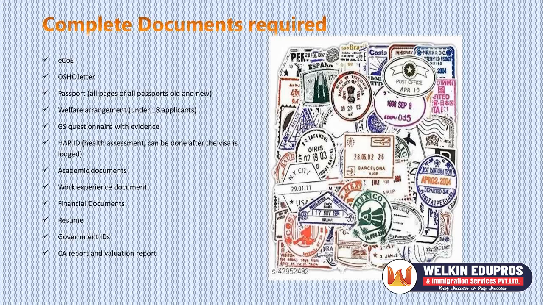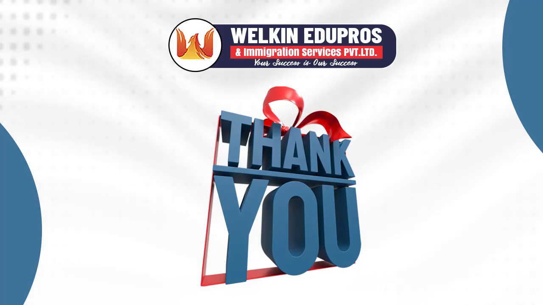Next is the HAP ID, which is basically the Health Assessment Program student ID. Students applying for the visa have to do the health assessment as well. Then academic documents, and work experience documents in case the student is working after graduation. Financial documents, and the very crucial part of JSR, we have discussed thoroughly. Updated resume of the student, and government ID of the student and the sponsors.